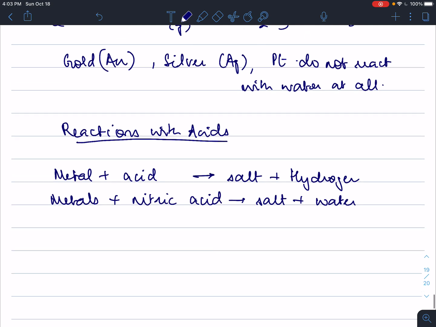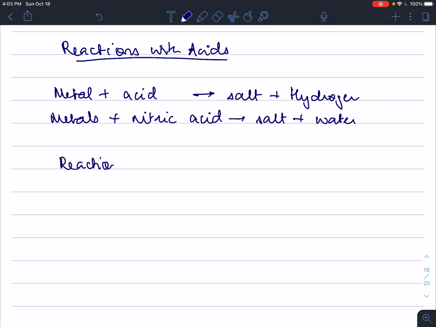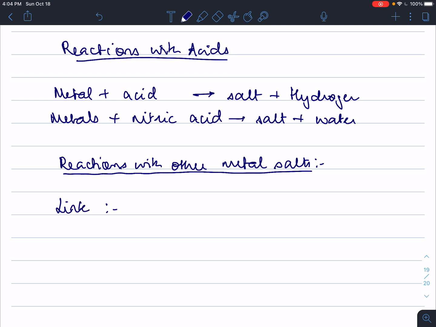So finally, reactions with other metal salts. Now this is something we've done. We spoke about having an iron nail dipped in a copper sulfate solution. I will put a link to it below, which speaks about displacement reaction. So in general, a more reactive metal can displace a less reactive metal from its solution. So this is very simple. Iron and copper, lead and copper, we spoke about this in the previous class.